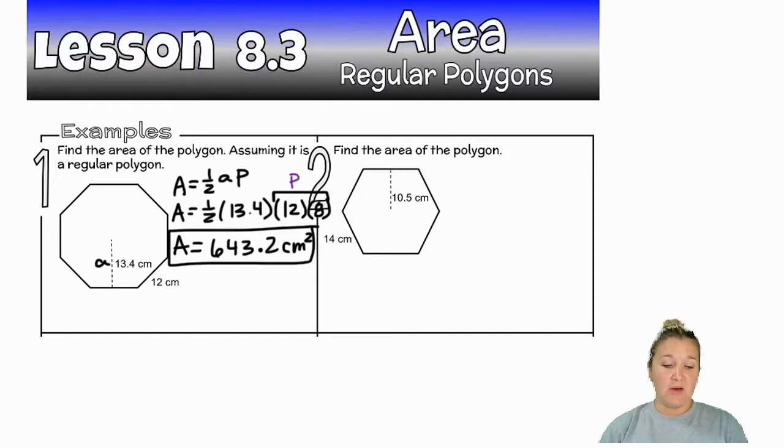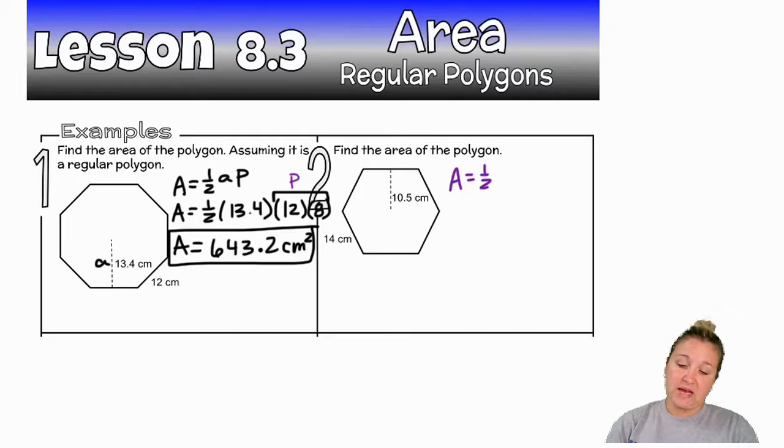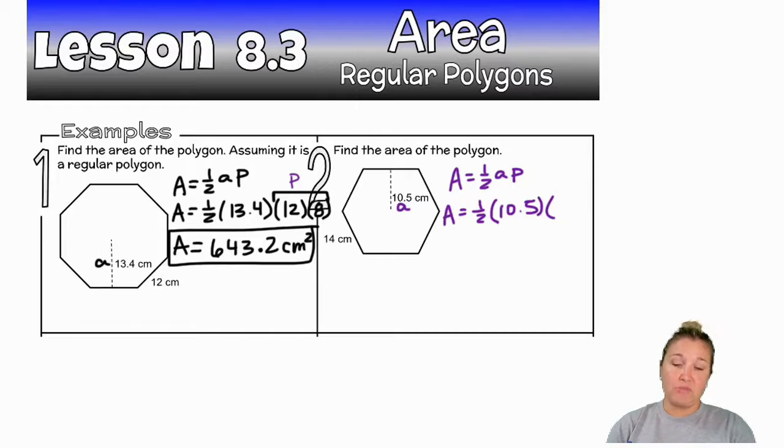Moving on to example 2 now, we're going to find the area of this polygon. So same formula, I'm going to have the area is equal to 1/2 times the apothem times the perimeter. So the area is 1/2, or you could use 0.5, and then times the apothem, that's going to be the 10.5, and then times the perimeter.